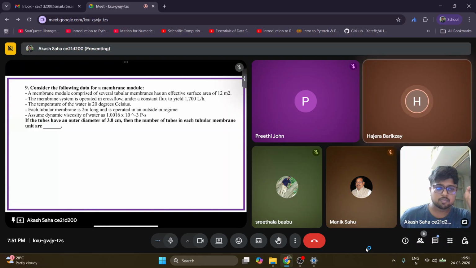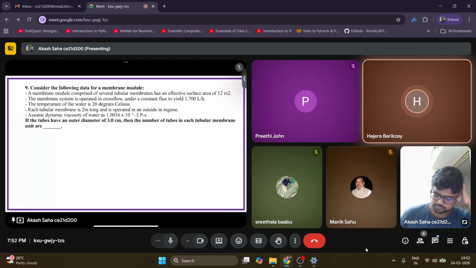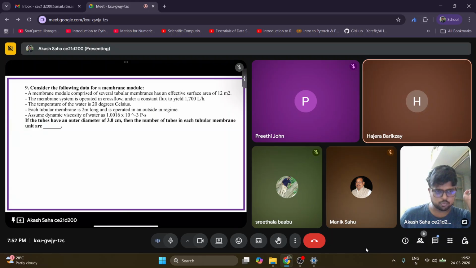So you said A equals pi into D into L. Pi is 3.14 times D. You've given us in centimeters, so we will convert this to meter, which is 0.03, times L, which is 2 meters long. So it's 0.1884. This is for one tube.